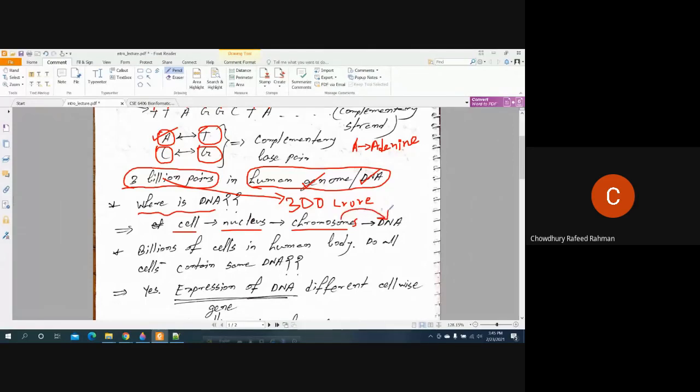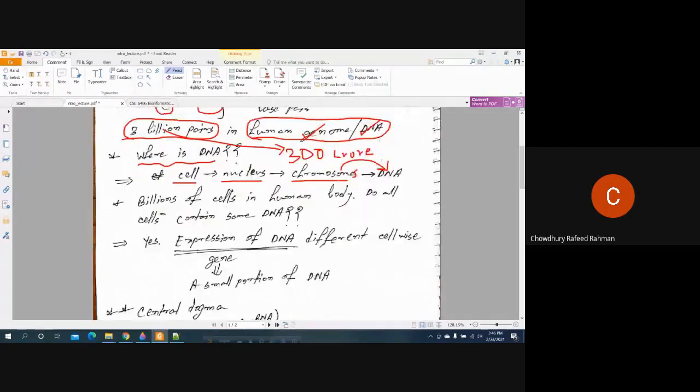Have I made myself clear right here? Yes, sir. So there are many DNAs, but it is to be remembered that all DNAs are exactly the same. That means in my body, whether I am talking about the cell of my brain or the cell of my foot, the DNA in all sorts of cells, in all the chromosomes of my body, are exactly the same. Is it clear? Yes, sir.